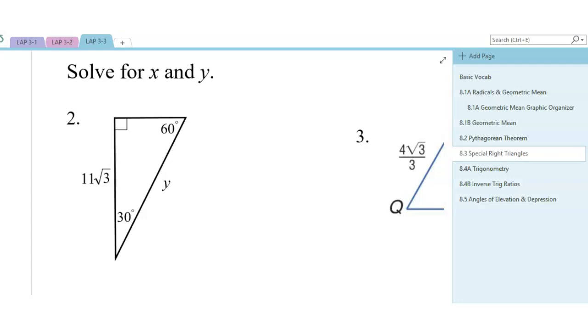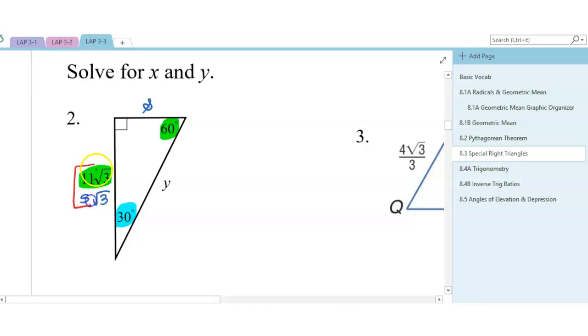So realize that the side that's opposite 30 is going to be called S. So this is S right here. And because this is S, the side that's opposite 60 is going to be S root 3. So now comparing these two, if this side right here is S root 3, and it's also equal to 11 root 3, well, what do you think S is going to be? S is going to be just 11. Just like that.